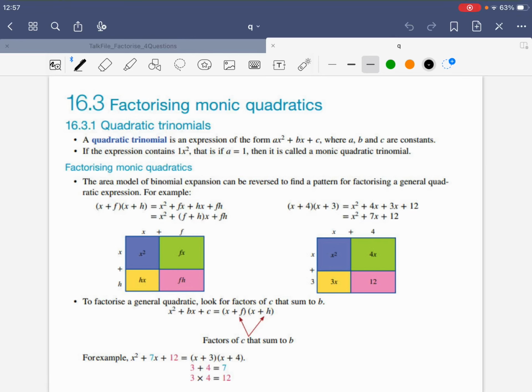Welcome to another video. In this video also, we are going to learn factorizing quadratic expressions. Let's have a look. The big title is factorizing monic quadratics.